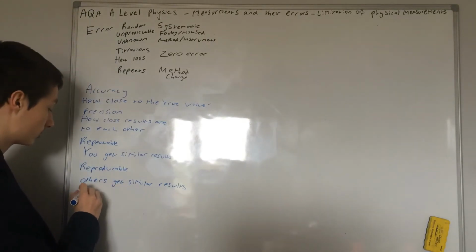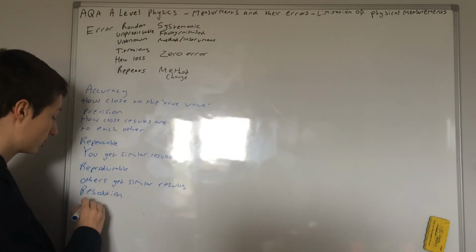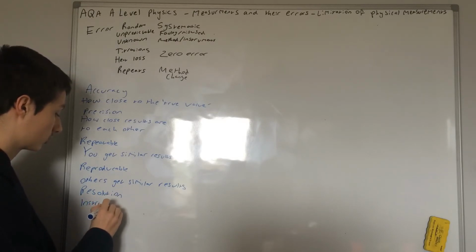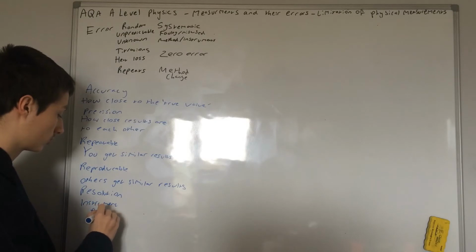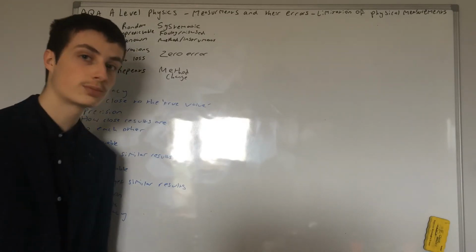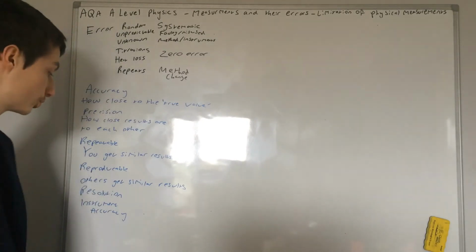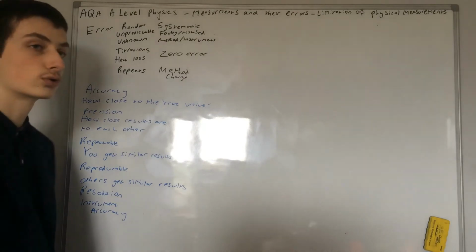And the last is resolution. And this is instrument accuracy. For example, a normal 30cm ruler with 1mm indents will have a resolution of 1mm because that's the closest to the true value it can measure.